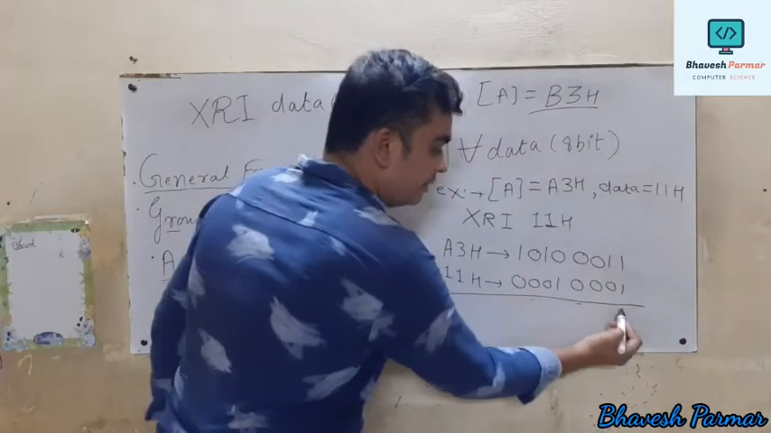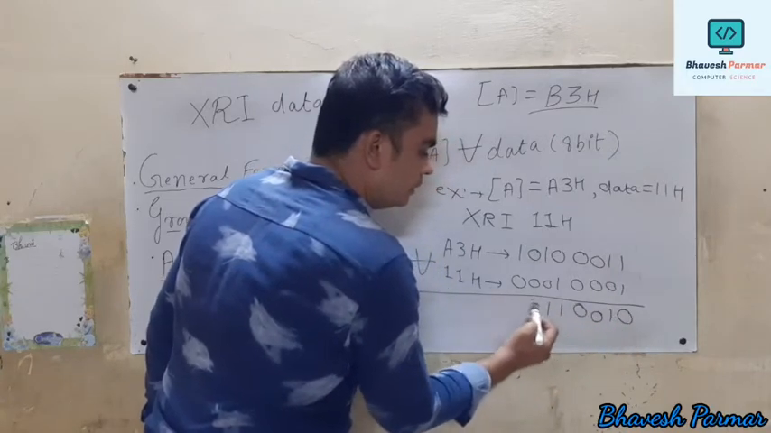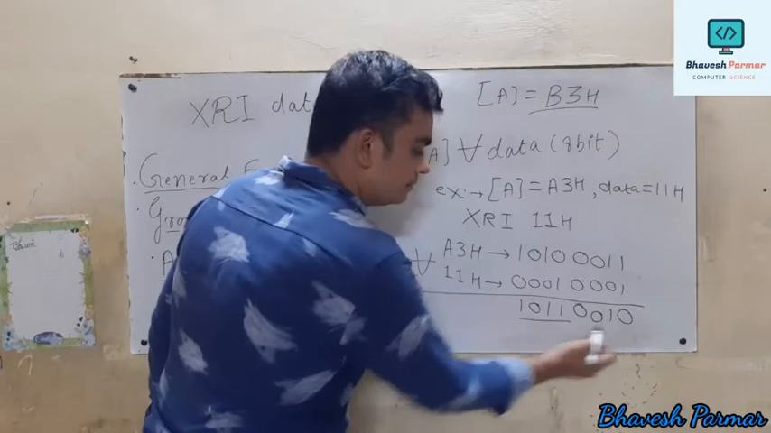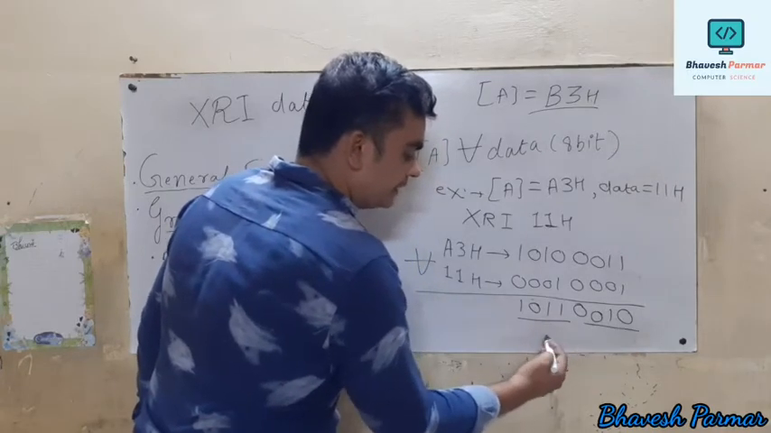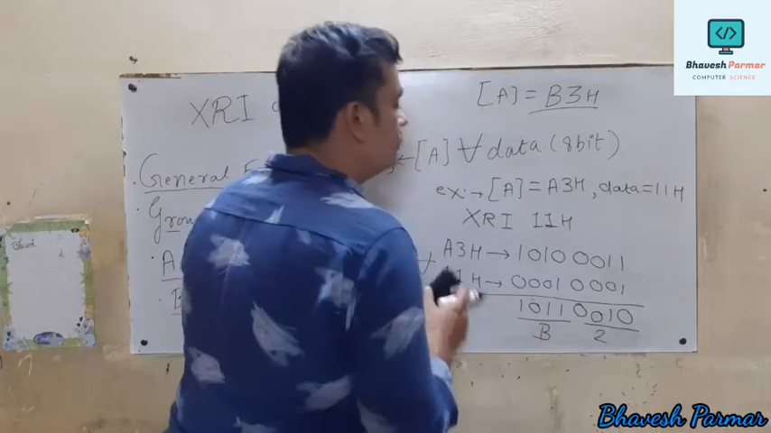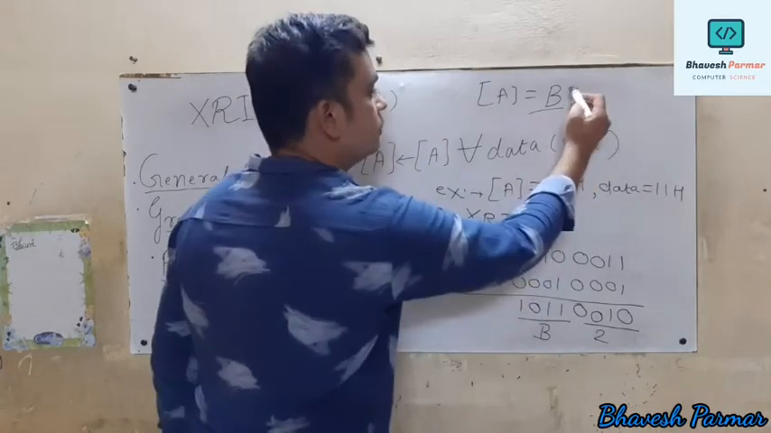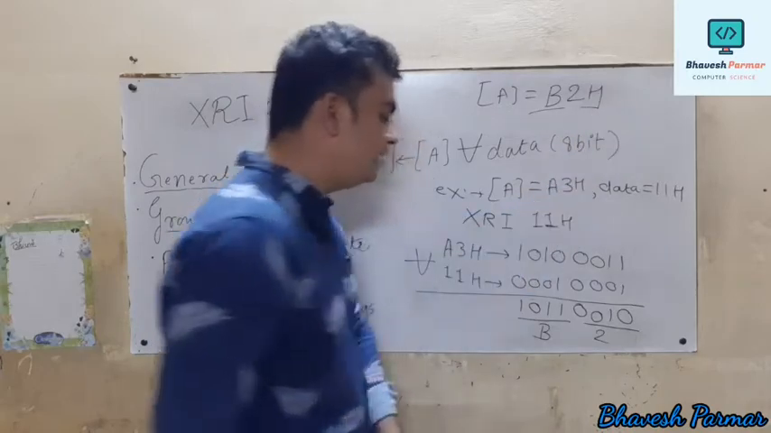For the same input, output is 0. For different input, output will be 1. So this is my answer. This is nothing but B, and this is 2. So if I apply the exclusive OR operation on this, my answer will be B2H.